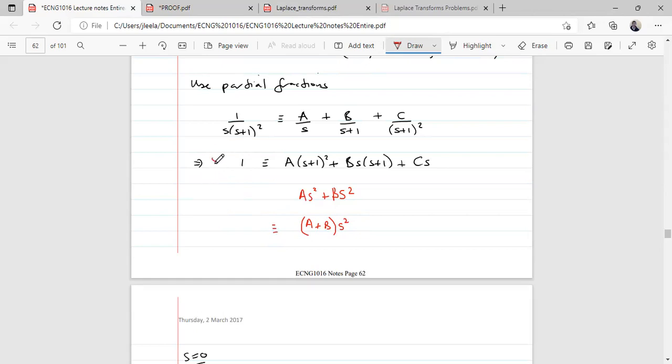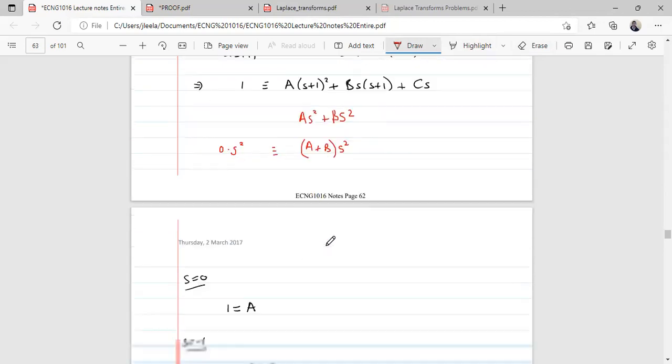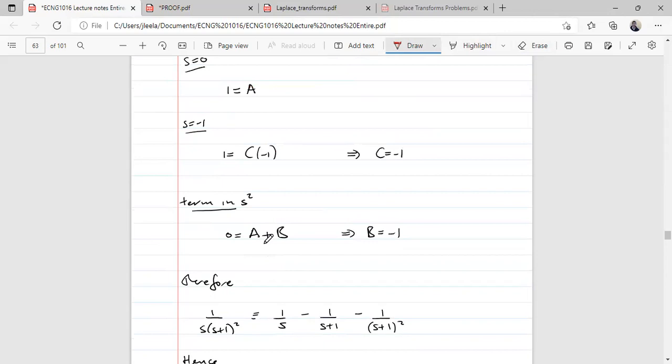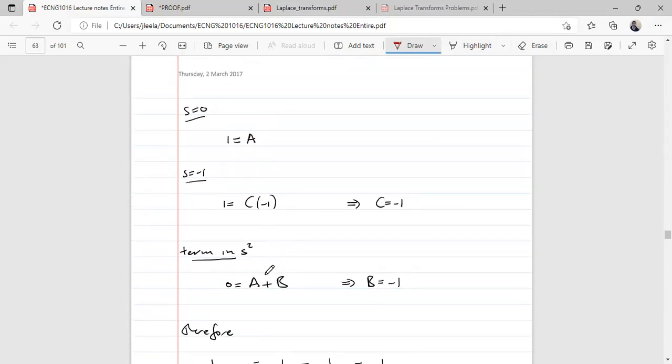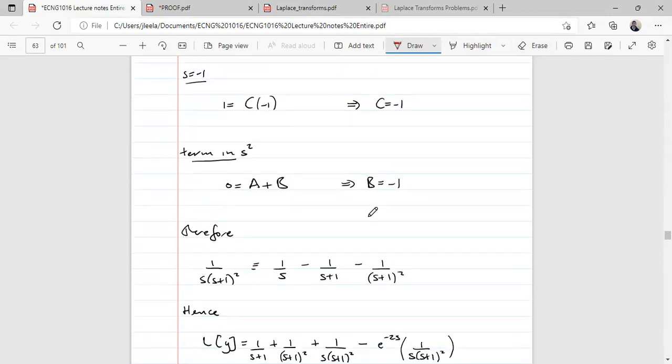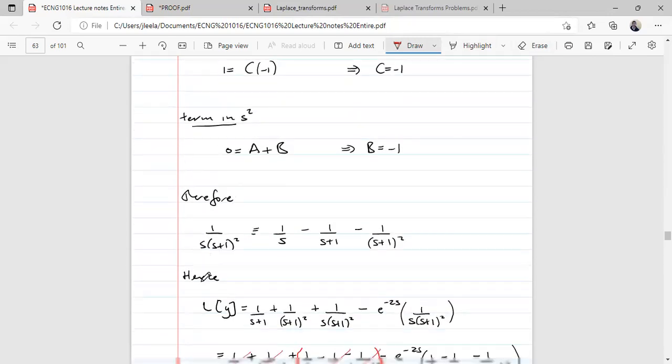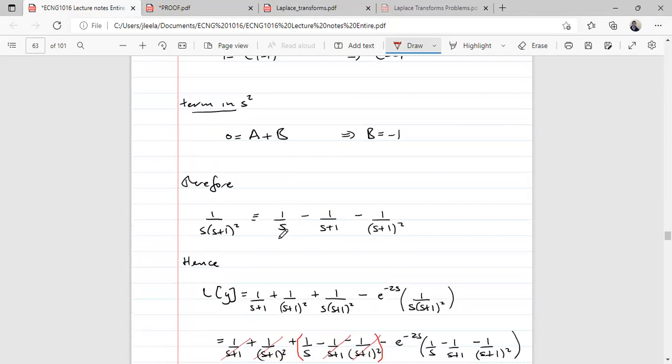So s squared here on the left hand side, the coefficient ought to be 0, right? Since you have no term in s squared here, it means that the coefficient ought to be 0. So a plus b is 0, you see it here? And we already found a to be 1, so 1 minus 1 is 0, so b is minus 1. So 1 over s into s plus 1 squared is 1 over s minus 1 over s plus 1, and c is also minus 1 over s plus 1 squared.